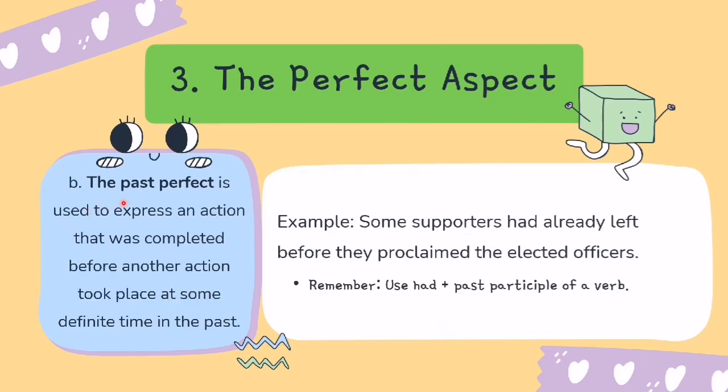Letter B is the past perfect. It is used to express an action that was completed before another action took place at some definite time in the past. For example, some supporters had already left before they proclaimed the elected officers. So remember, use had plus the past participle of the verb.